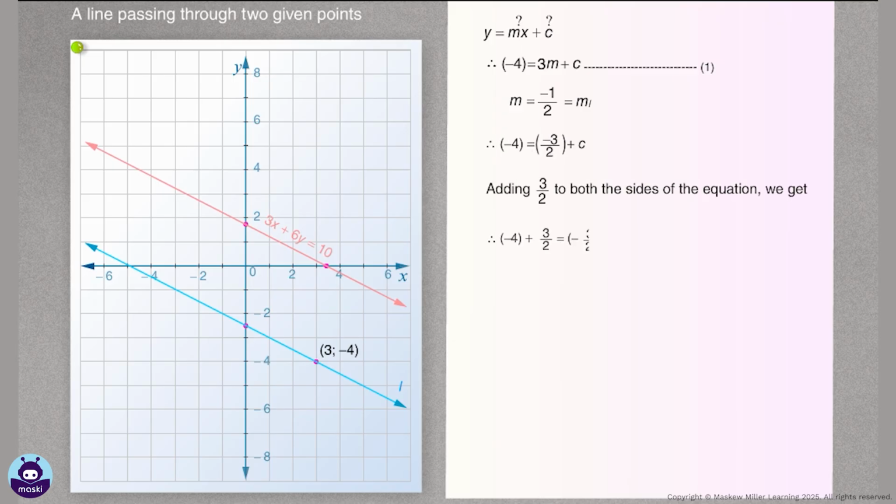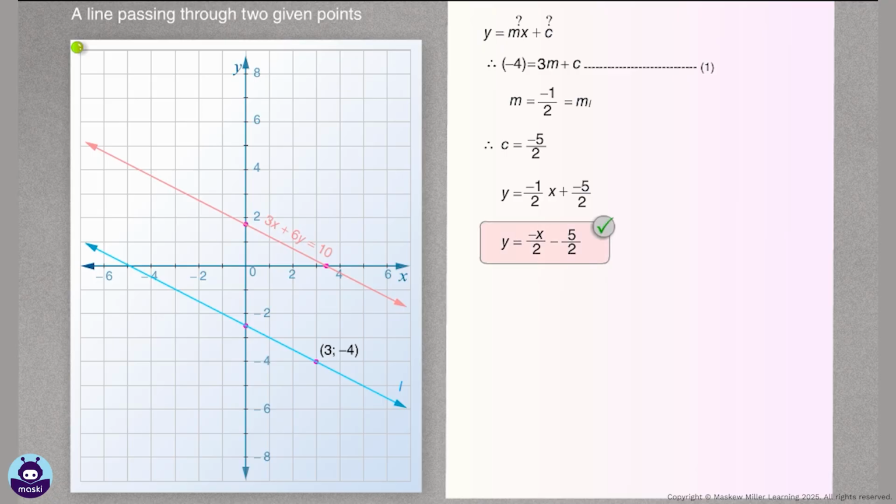Adding 3 over 2 to both sides of the equation, we get -4 plus 3 over 2 is equal to c. Therefore, (-4 times 2 plus 3) all over 2 is equal to c. Therefore, (-8 plus 3) all over 2 is equal to c. Therefore, c is equal to -5 over 2. Now that we have the values of m and c, we can write the equation of line L as y is equal to -1 over 2 x plus -5 over 2. y is equal to -x over 2 minus 5 over 2.